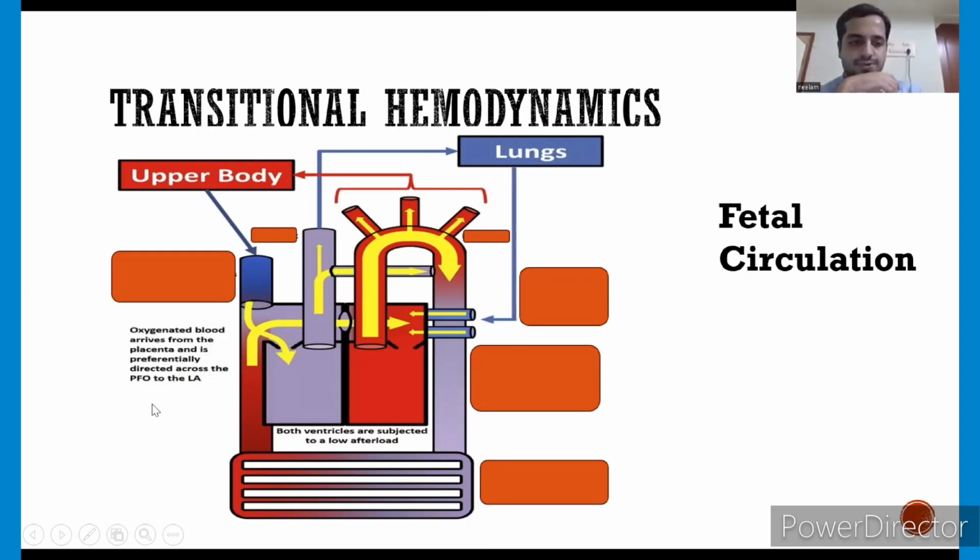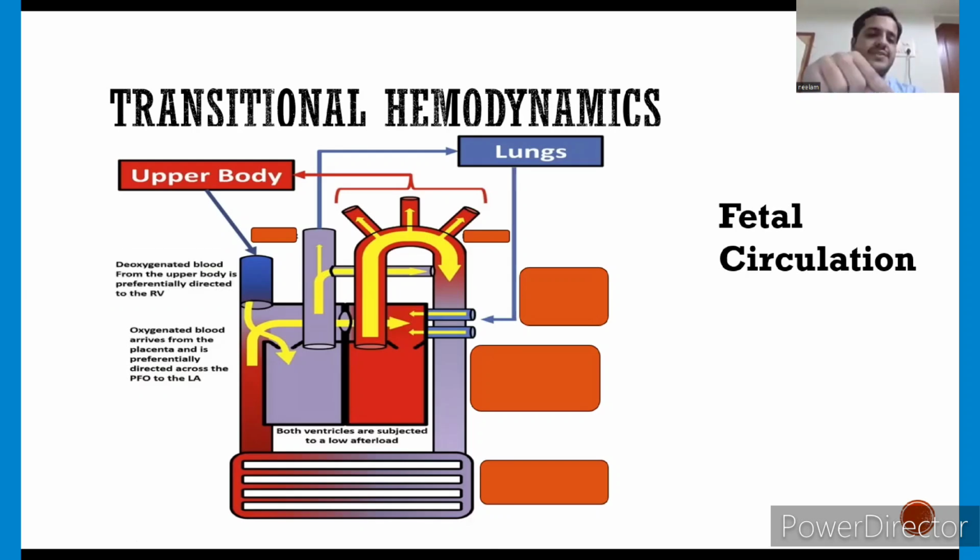Okay, so what happens, one by one I'll open the boxes. Oxygenated blood which is arriving from the placenta is preferentially directed through the PFO to the left atrium, whereas the deoxygenated blood which is coming from the upper half of the body goes through the RA to the RV. Okay, and what happens is from the RV it enters into the pulmonary artery. So this is my pulmonary artery.